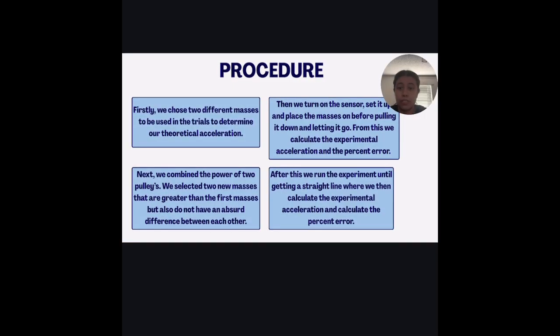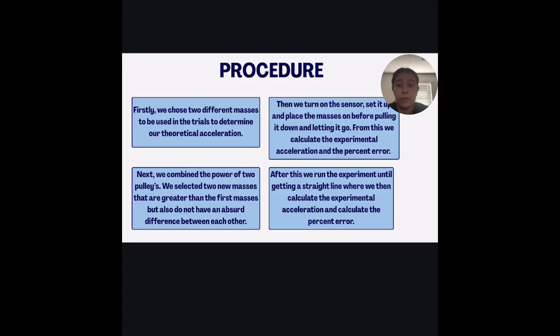For the procedure, firstly, we chose two different masses to be used in the trials to determine our theoretical acceleration. Then we turned on the sensor, set it up, and placed the masses on before pulling it down and letting it go. From this, we calculate the experimental acceleration and the percent error between theoretical and experimental.